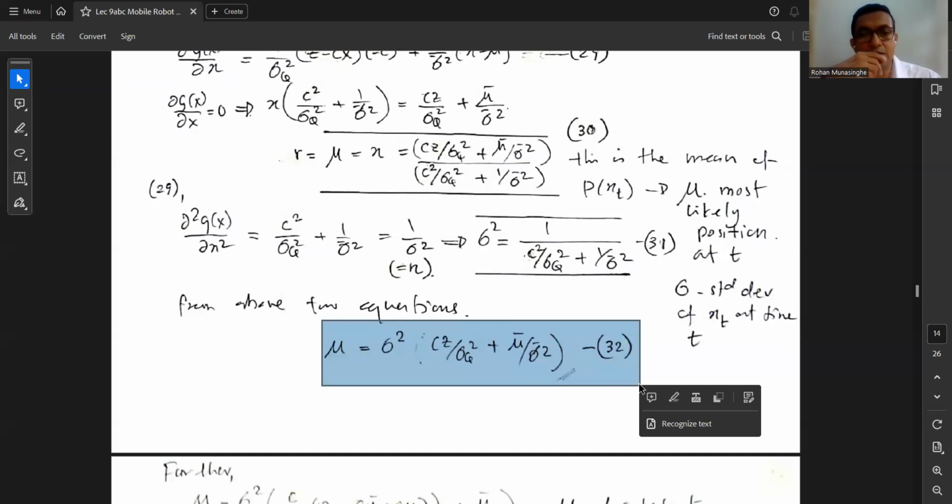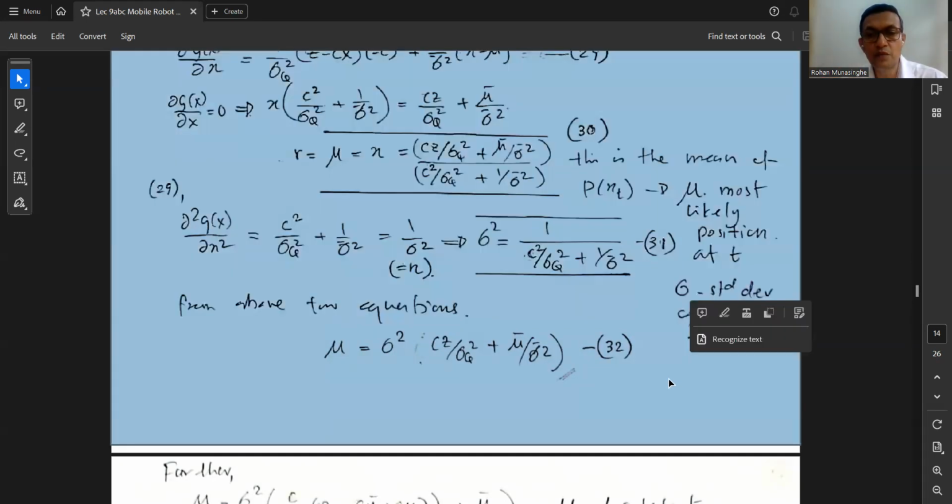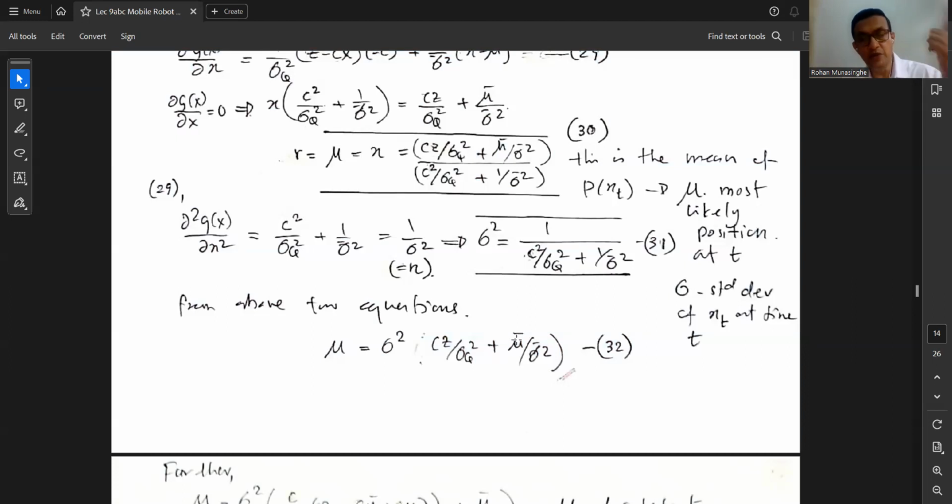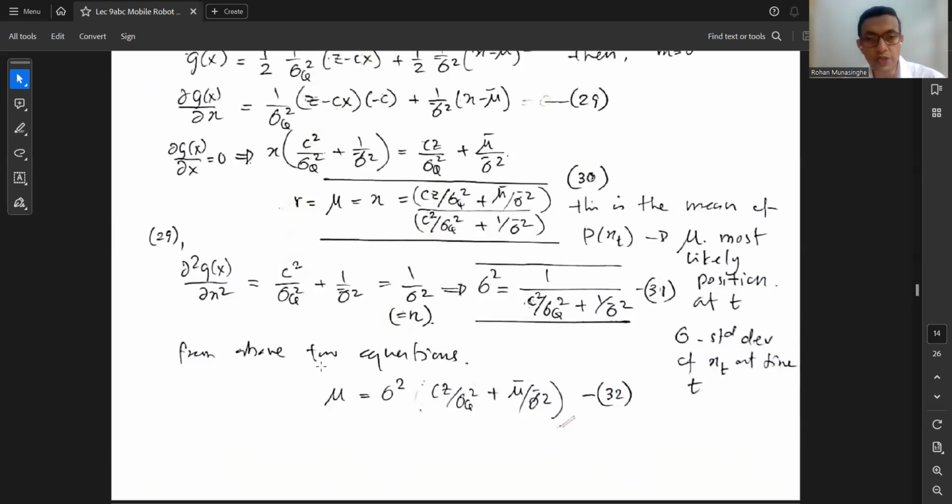Now, isn't it very elegant, right? You can see mu bar, that is the previously predicted mean. And now with z, that is the sensor measurement. Sigma q is the standard deviation of the sensor, right? And you combine them together with sigma square, that is the new standard deviation, and you get the mean, if you want it to be in this shape, of course. Otherwise, 30 and 31 will explain the entire process.